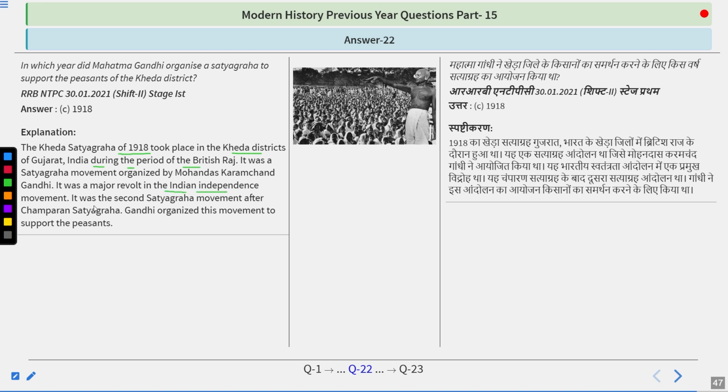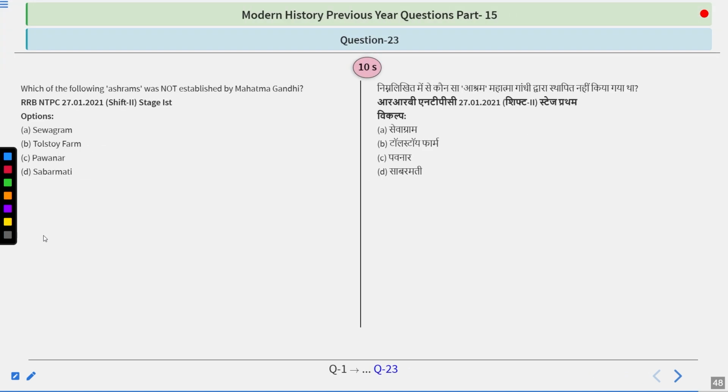It was a major revolt in the Indian independence movement. It was the second Satyagraha movement after Champaran Satyagraha. Gandhiji organized this movement to support the peasants. So do remember, the answer is Kheda Satyagraha that happened in 1918.